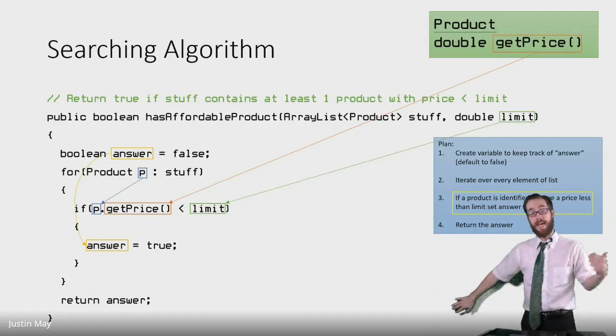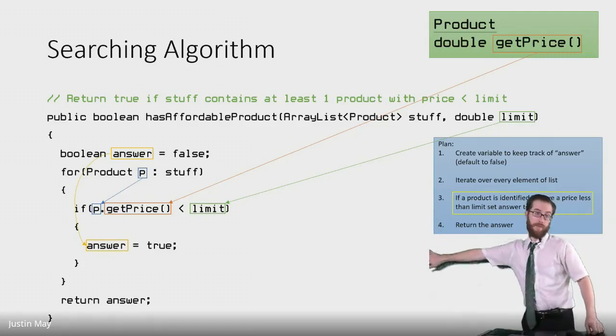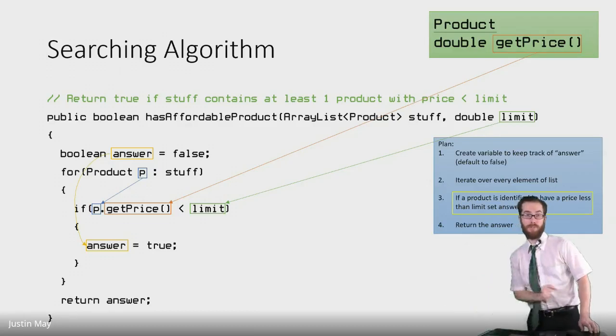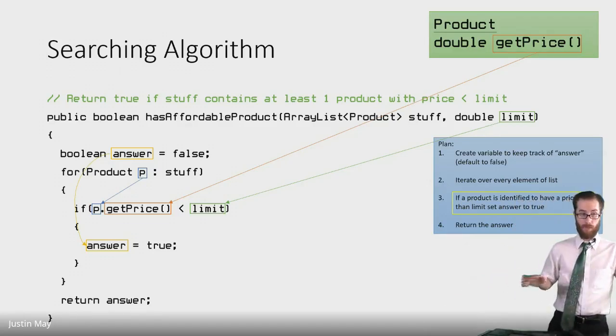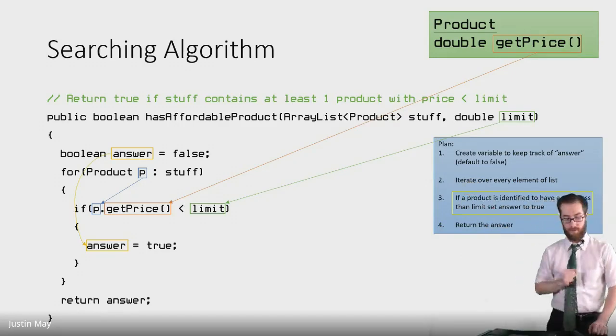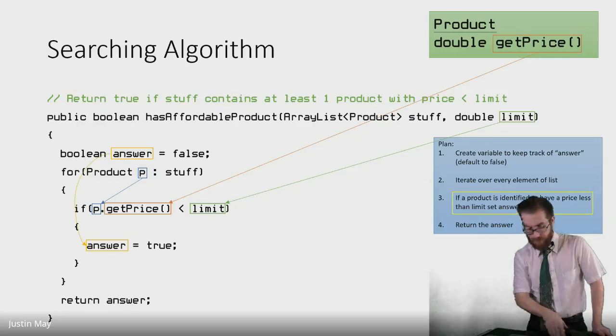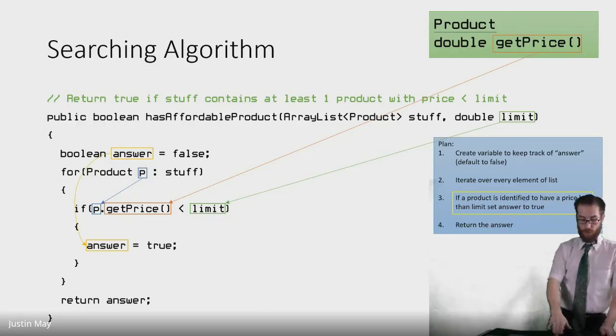If any of the elements were less than limit, then we would have set the answer to true, and this will return true. If none of the elements were less than limit, then we would return false because that was our initial value, which is exactly what we want to do. Now, this is what the code is supposed to look like.